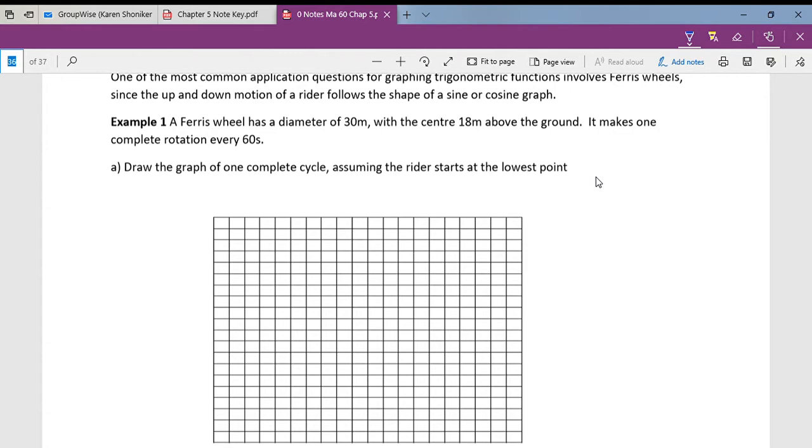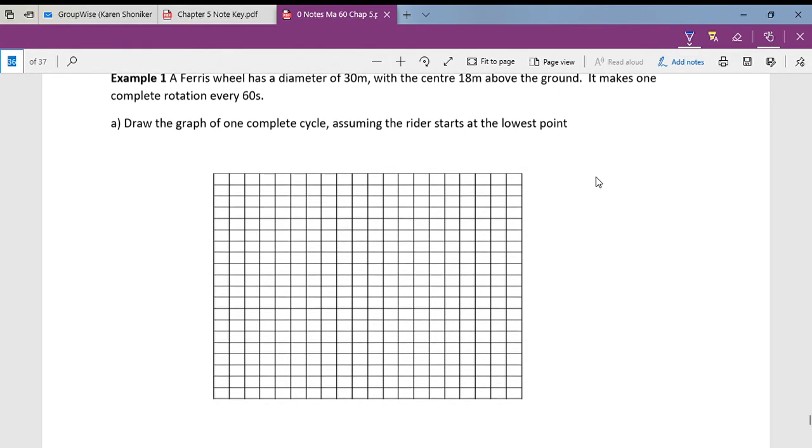So one of the most common types of applications is a Ferris wheel question. And the reason a Ferris wheel question is common is because if you look at what a Ferris wheel does, you've got a person going around and around on a Ferris wheel, which is like your circle, which is how you graph a trig function.